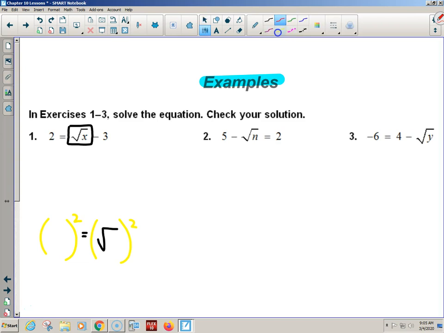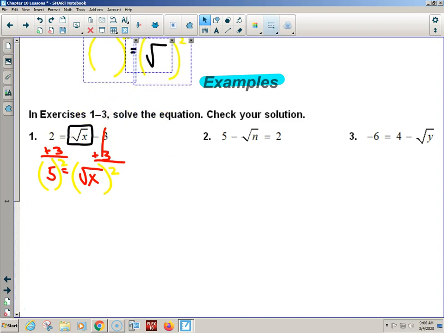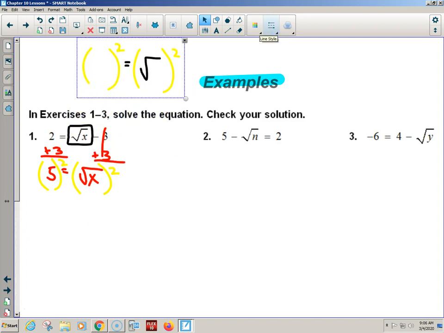So number 1. Sunny, what's the first thing that you did? So 5 is equal to the square root of x. Everybody, is my radical alone? So Melanie, what'd you do next? Good. So square both sides once that radical is alone. I'm going to move this up to the top because this is our goal of what we always want to be doing in radical equations: getting the radical alone so we can square.